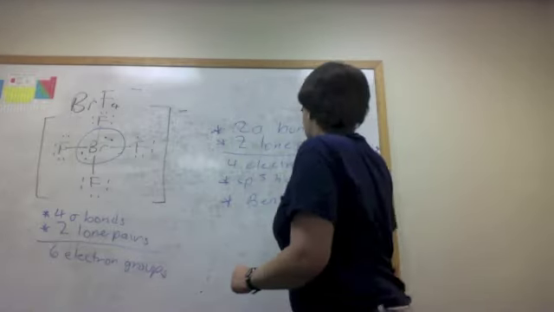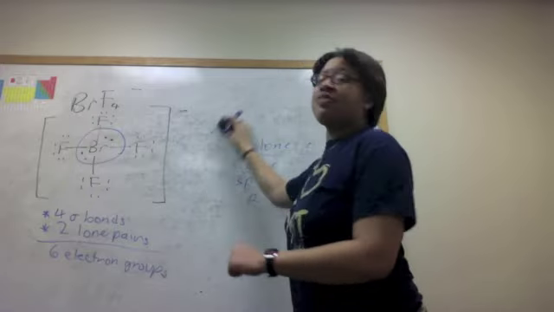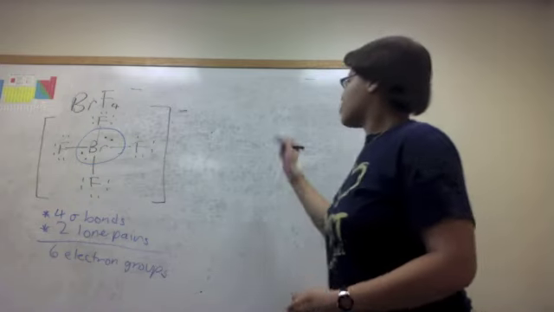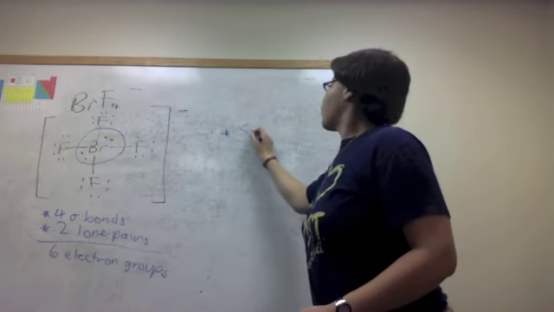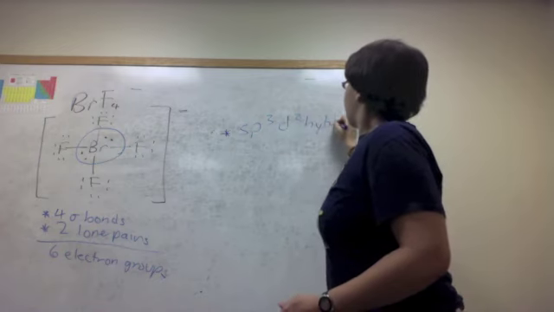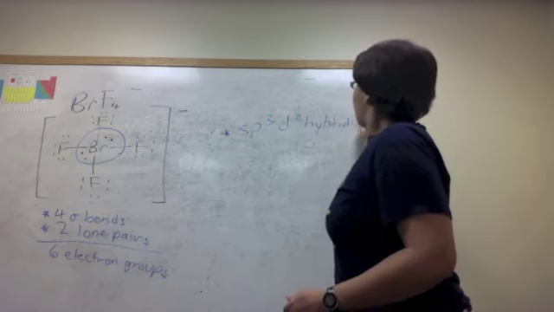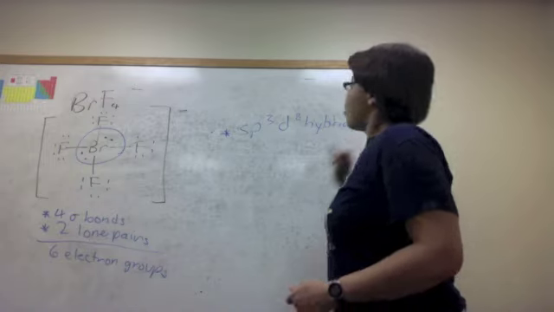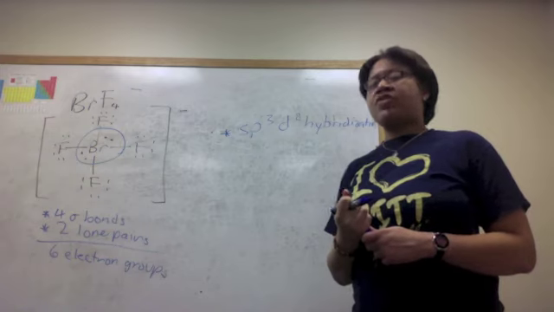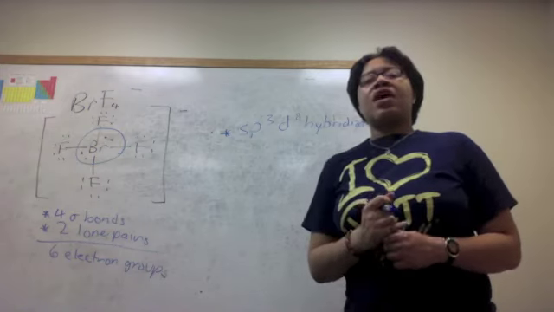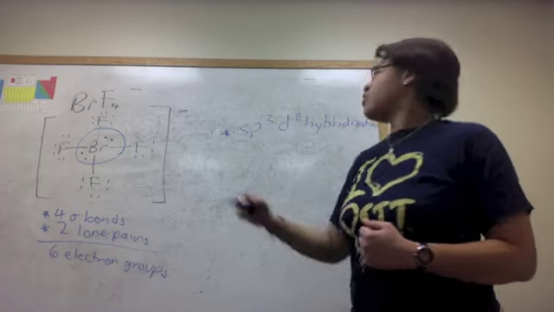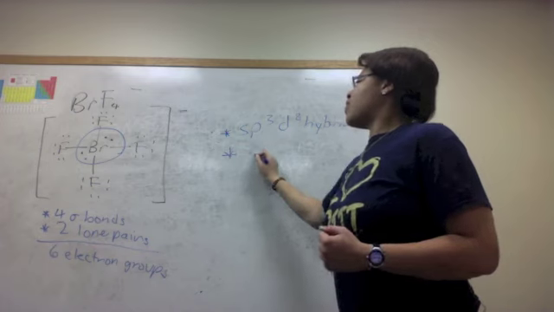If we look at our chart, this corresponds to sp3d2 hybridization. Our sp3d2 hybrid orbitals will adopt an octahedral geometry. However, since 2 of those orbitals will be occupied by lone pairs, the molecular geometry will be square planar.